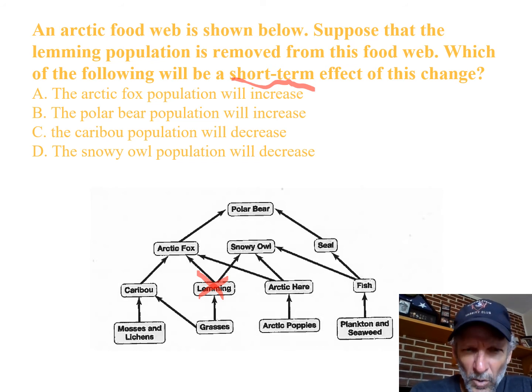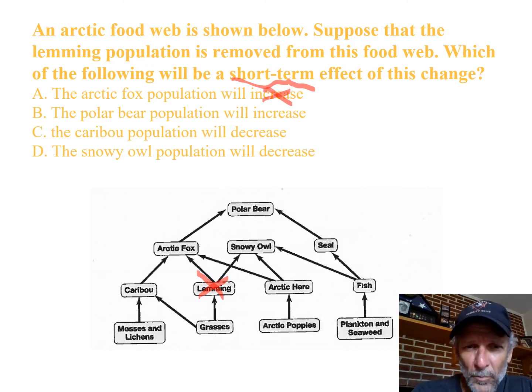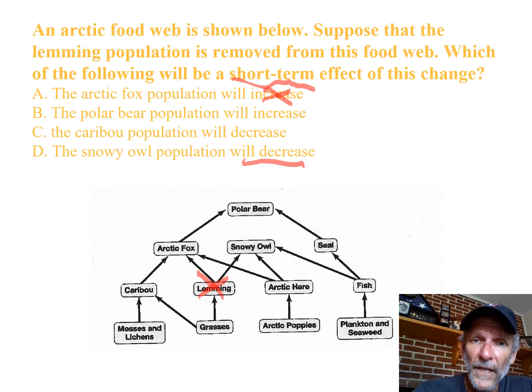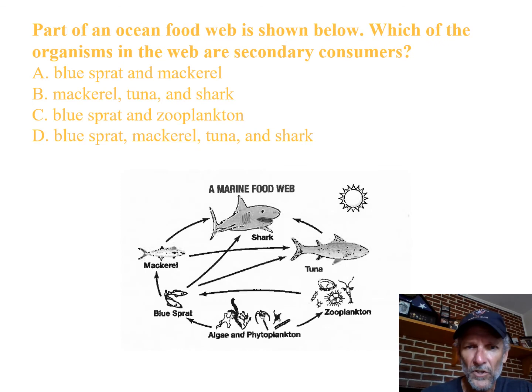So let's go to a different one. Lemmings get eaten by Arctic foxes. We don't have any lemmings. Arctic fox will not increase. You would predict them to decrease. Whatever that is, the snowy owl right there, their population, well, there you go. They should decrease if you've taken away some of their food. That one's a little easier to answer. Short term and decrease, those are both the right variables.